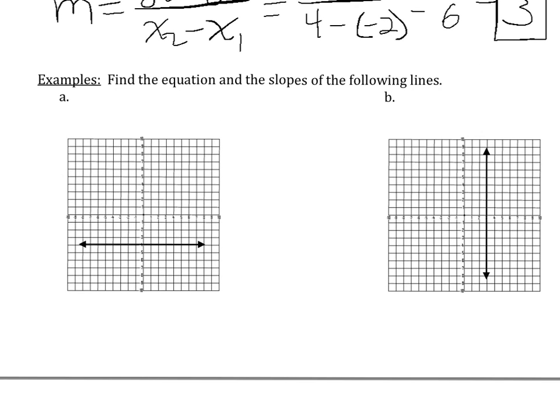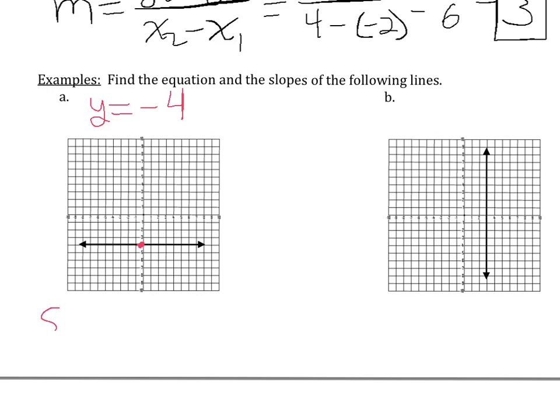All right. Now I have some horizontal and vertical lines here. In these examples, we want to find the equation and the slopes of the following lines. In part A, I have a horizontal line. Remember, anytime we have a horizontal line, it's always in the form y equals some number. All right. And to figure out what that number is, we go on our y-axis. And if you look, on my y-axis, this line goes through -4. So the equation of that line is y equals -4.